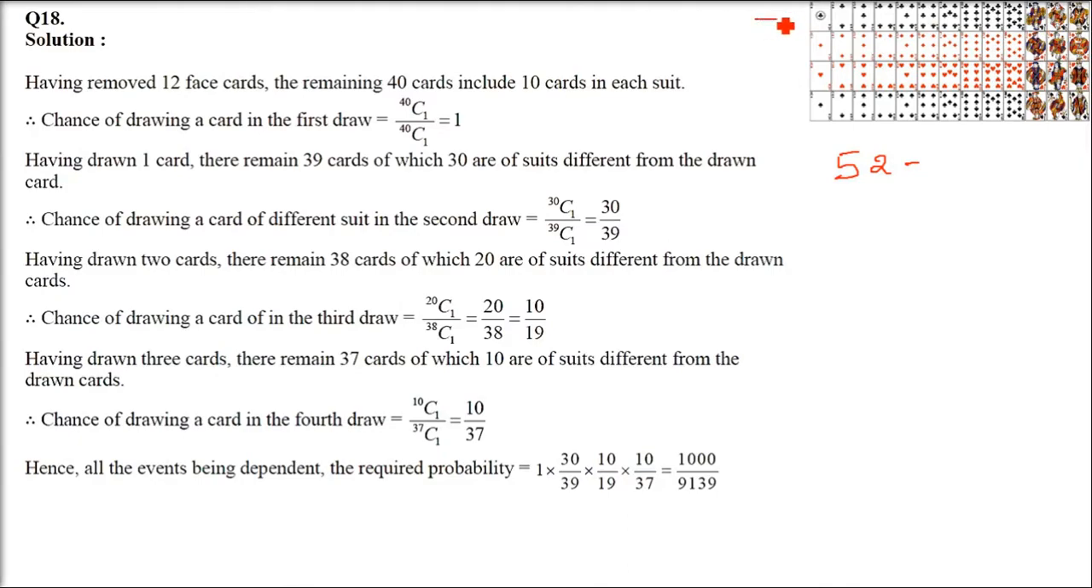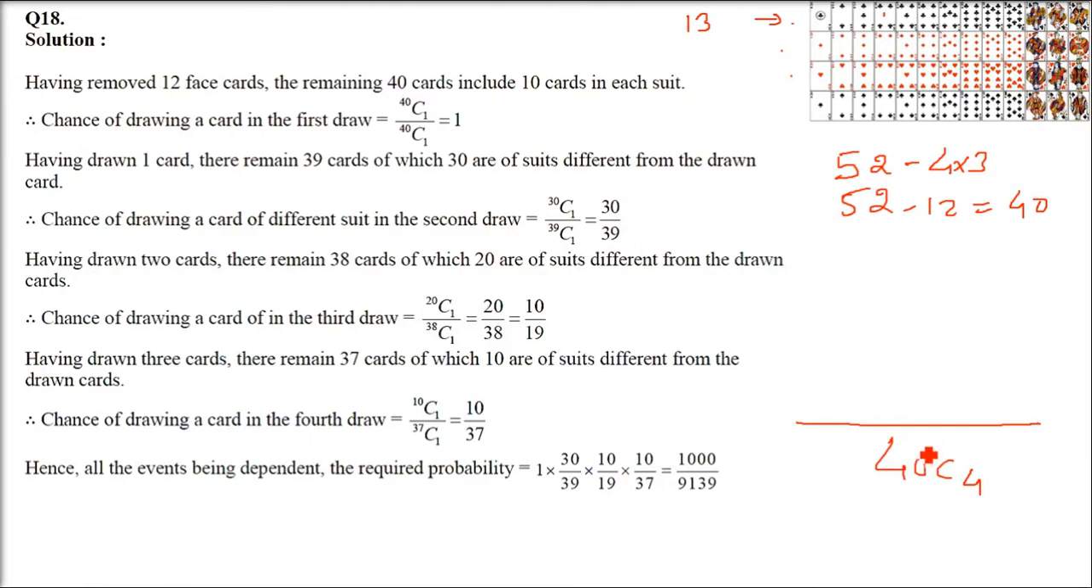So there are 52 cards. There are 13 cards in one suit, so 3 face cards. There are 4 suits, so 4 into 3. So this has been removed. So 52 minus 4 into 3, so minus 12 is 40. That is what the question is also saying. Now you are going to take 4 cards from 40 cards. So in all, 4 cards are selected from 40 cards.